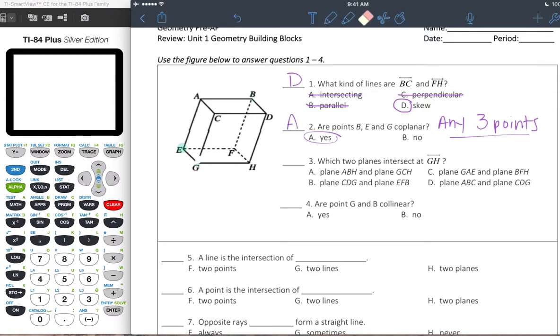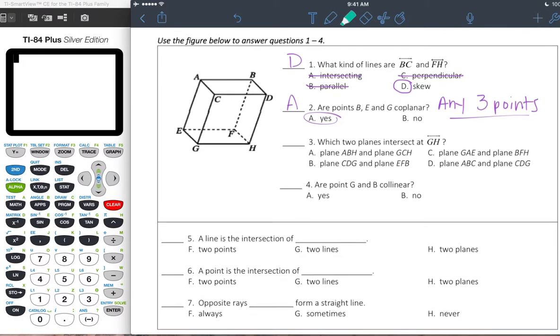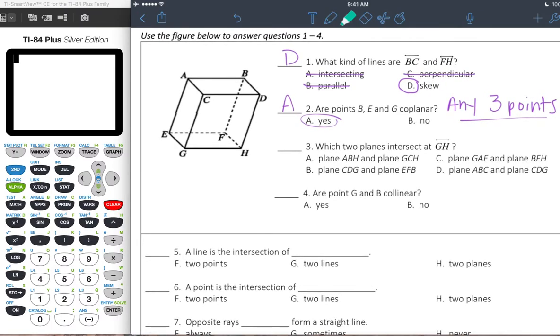All right, next one. This is a tricky one. So the next one asks which planes intersect at GH. So we have plane A, B, H. So A, B, and H, they're actually going to create a diagonal plane through this box. They're also going to use point G. So what is that diagonal plane?